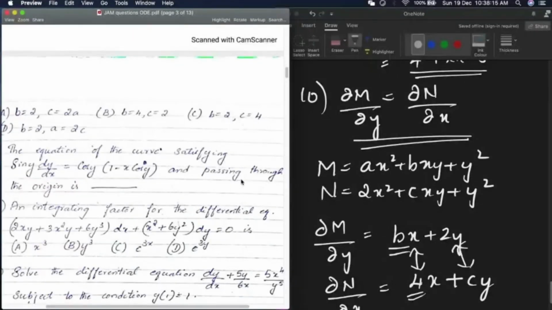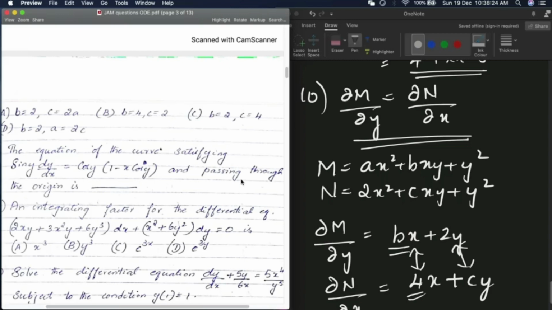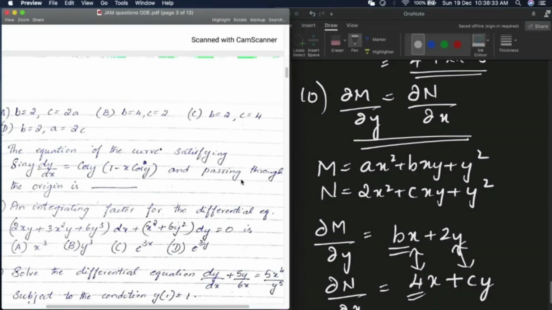See, the next question is actually coming. I don't know how it has come, and passing through the origin. So how can you enter the equation? I think it should have been an MCQ, but the options are not there in the question when I copied it down. See, first you need to identify what kind of an equation it is. It is actually Bernoulli's. Bernoulli's means reducible to linear.